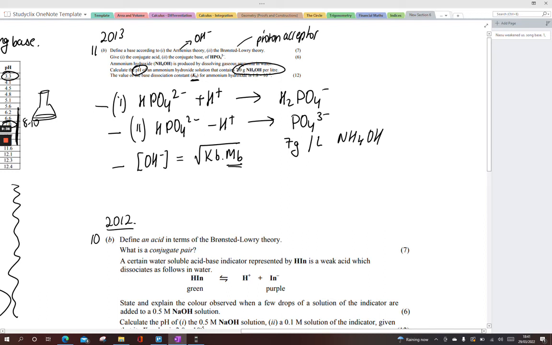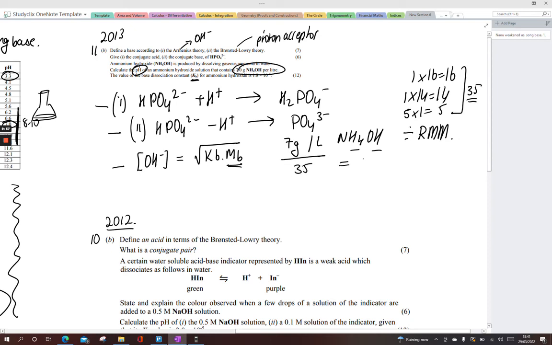Then I can bring it back to moles. To go back to moles, I divide by its relative molecular mass. Mass number of nitrogen 14, 5 hydrogens, and 1 oxygen. When you sum those up, you get 35. So 7, divide that by 35, gives you 0.2 moles per litre.